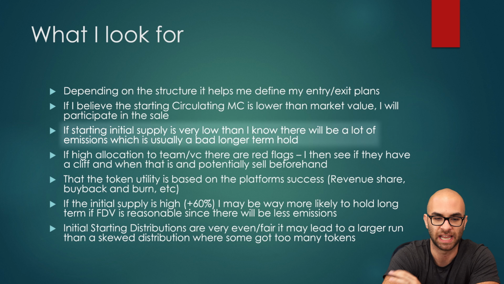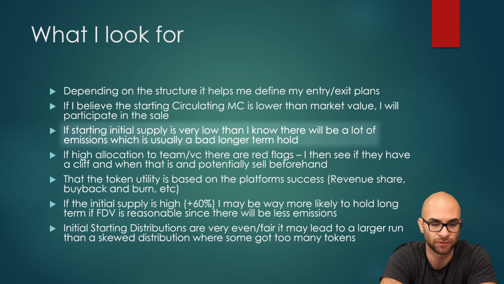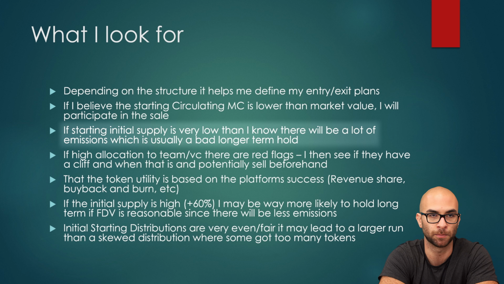Another thing I look for is if the starting initial supply is very low, then I know there will be a lot of token emissions, which is usually bad for a longer term hold. So I can see an amazing project come out, such as Tap Protocol, for example, but only 10% of their tokens are going to start right away. And I know over the course of a year, there's going to be 100% of the tokens releasing, which means there's going to be 10 times the amount of tokens over the course of a year.